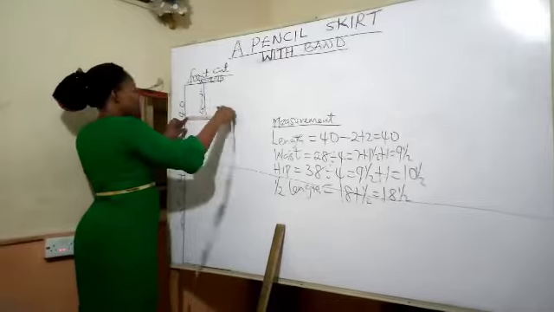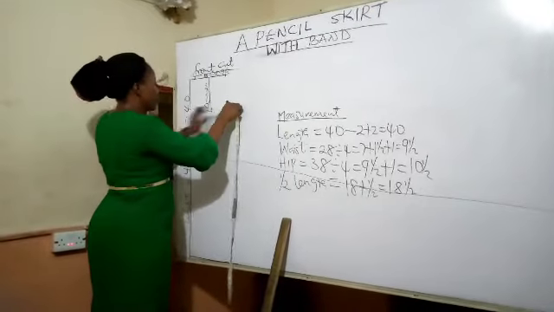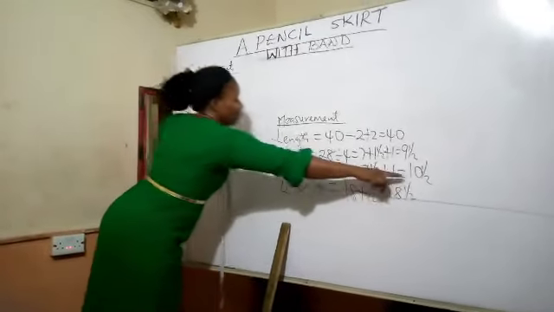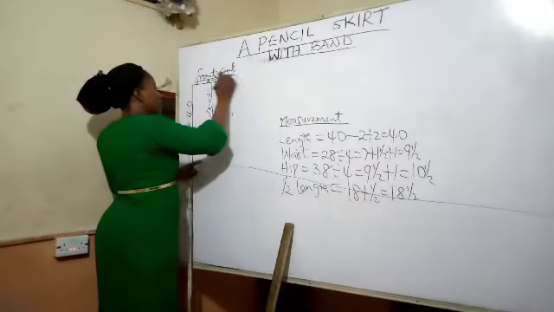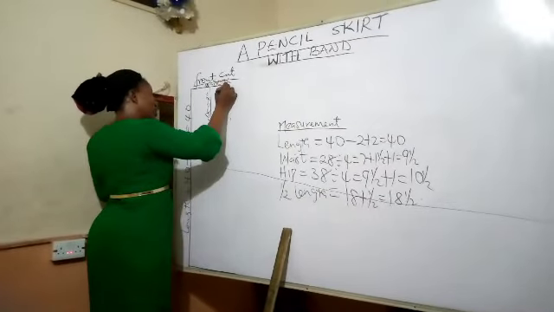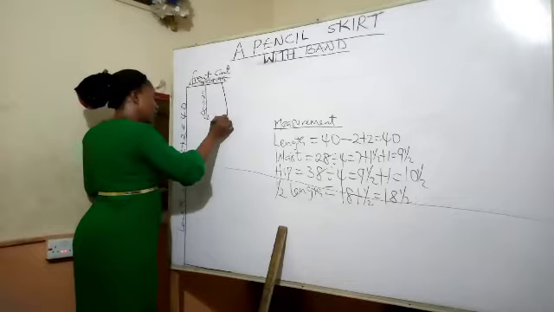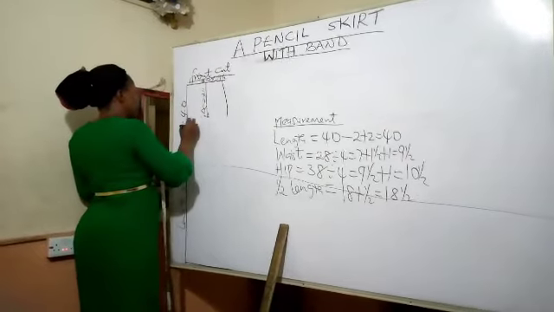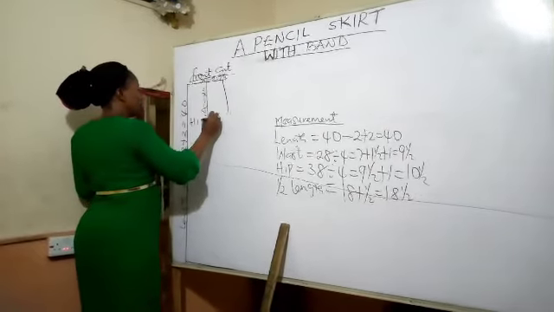So the calculated hip now is 10.5. We are going to make use of 10.5. Our calculated hip is 10.5. Then we have the calculated waist, 9.5. Then you now use your hand to cuff. Now we say hip is equal to 10.5.